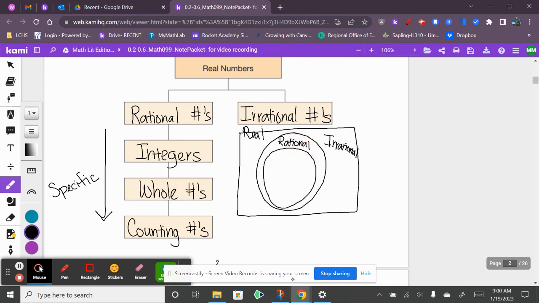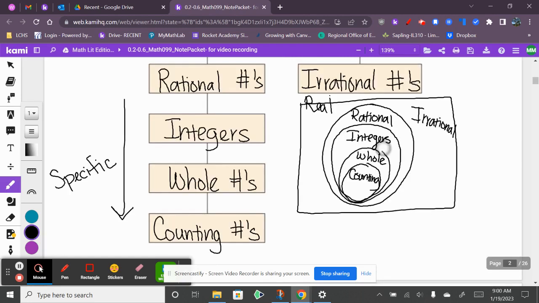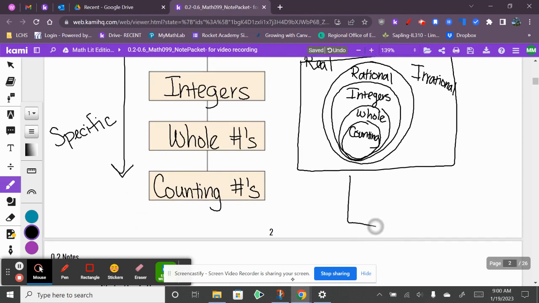Within rational, some can be integers, some can be whole, and then within that, some can be counting. This is similar to if I created a chart that showed the overall US, and we've got the Midwest, and then we've got Illinois, and then we have, say, Peoria.